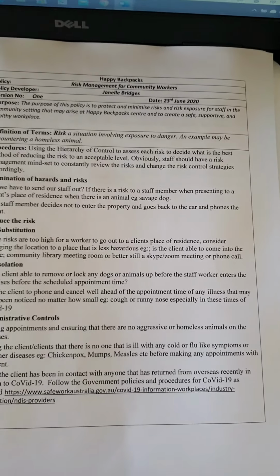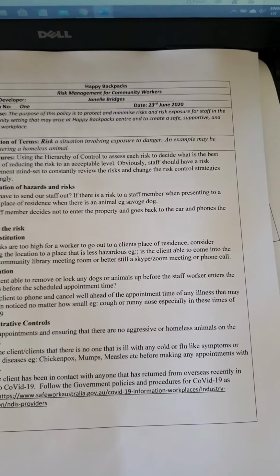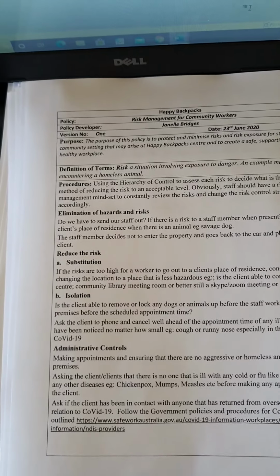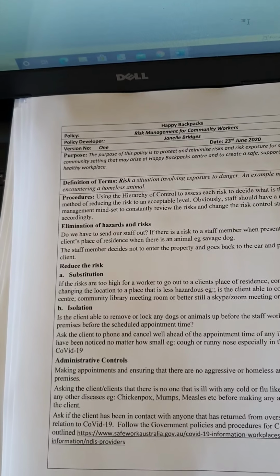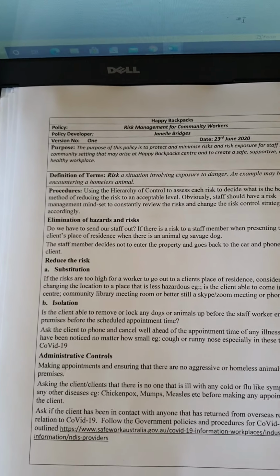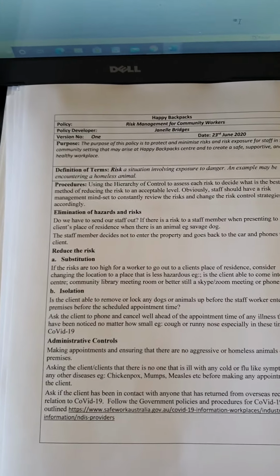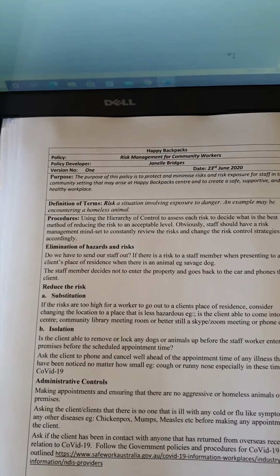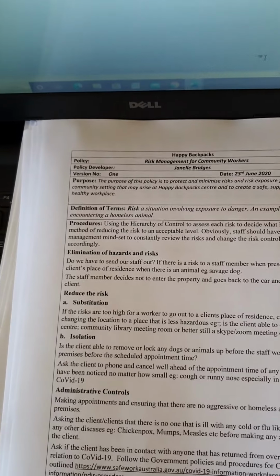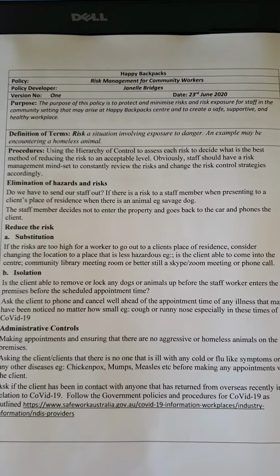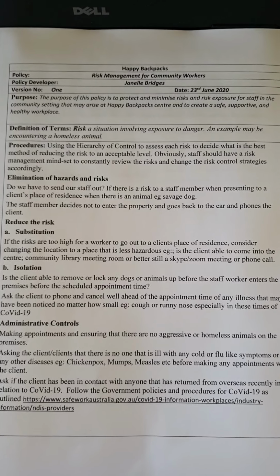So the purpose of this policy is to protect and minimise risks and risk exposure for staff in the community setting that may arise at Happy Backpack Centre and to create a safe, supported and healthy workplace. The definition of terms: risk is a situation involving exposure to danger. An example may be encountering a homeless animal.